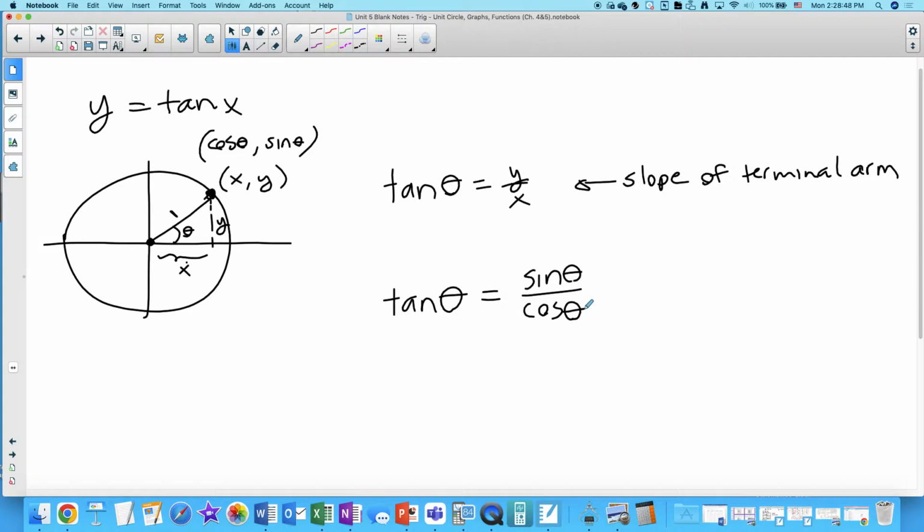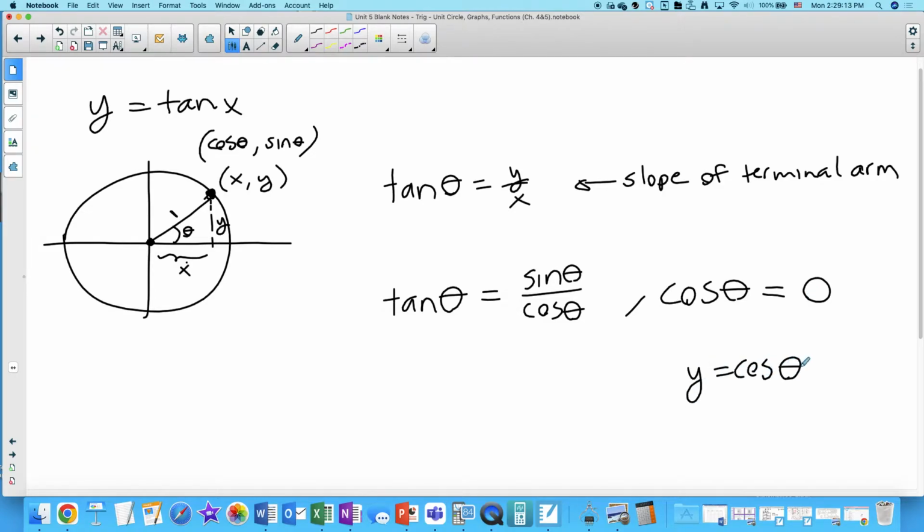So, for example, because tangent is written in terms of sine and cosine, I'm going to have a problem when cosine theta equals 0. So tan theta is undefined when the cosine of theta equals 0. Now think about the cosine function.